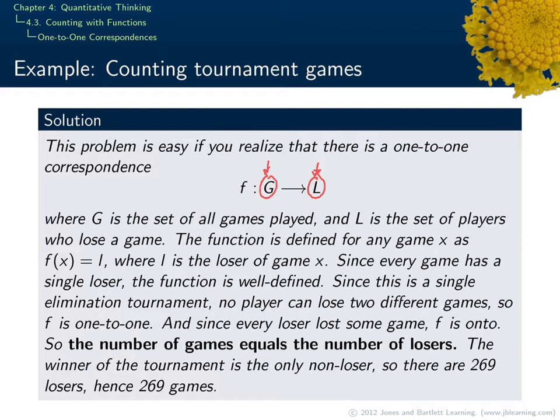Well, if there are 270 people in this tournament and only one can win, then the other 269 people must have lost, and hence there are 269 losers, and that means that there are 269 games that are played.